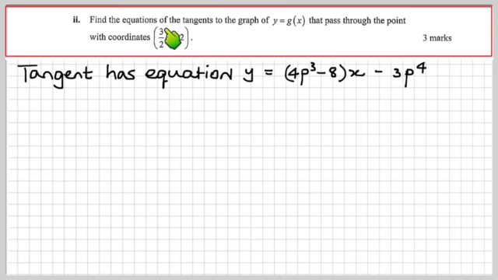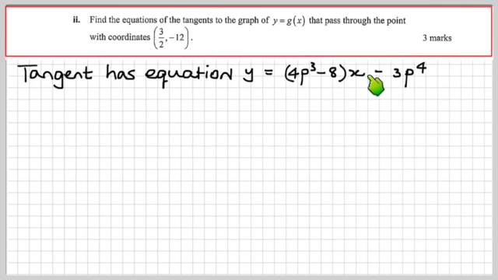If this 3 over 2 is my x on the tangent line and this minus 12 is my y, then have a look at this equation. The only unknown I've got here in this equation for the tangent line is my p, which presumably I can solve for to find the point at which the tangent line touches g of x. Okay, that's what we're trying to do.